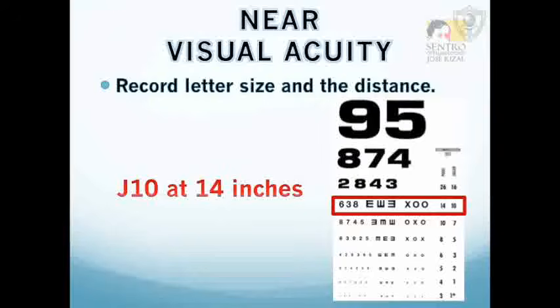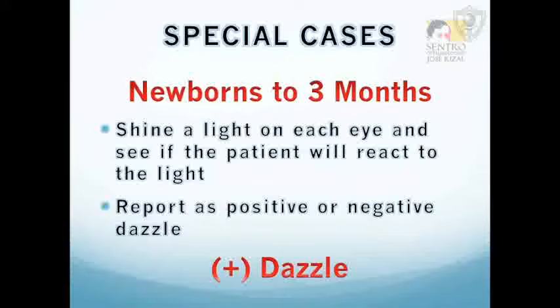Record near vision depending on the letter size and the distance read by the patient. For example, if the patient can read the numbers 638 at a distance of 14 inches, record near visual acuity as J10 at 14 inches. There are special cases in which visual acuity cannot be recorded using the standard Snellen chart.